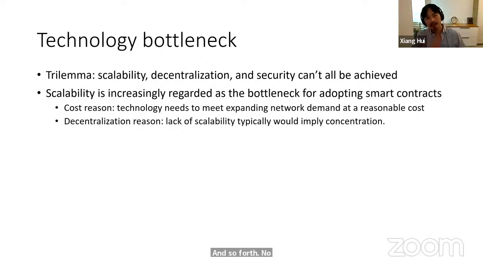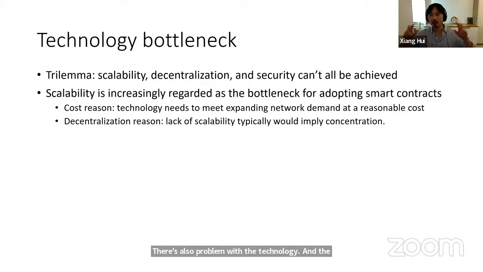Now, putting aside the good stuff, there's also a problem with the technology. The problem comes from the fact that smart contracts sit on top of the so-called base layer blockchain technology. Because of this, smart contracts also inherit problems with blockchain, which is also known as the blockchain trilemma.